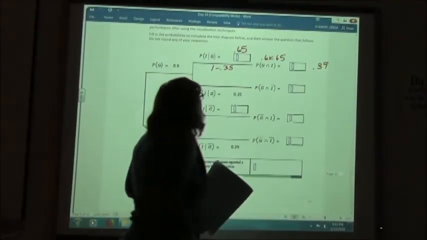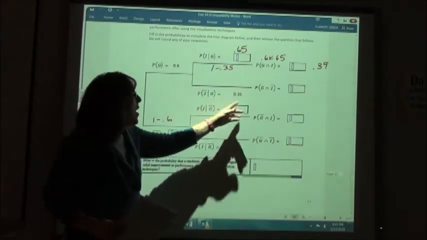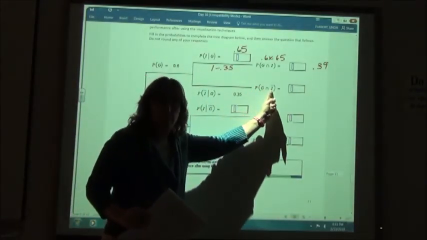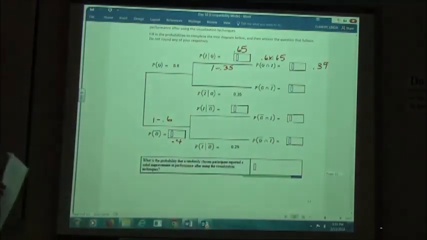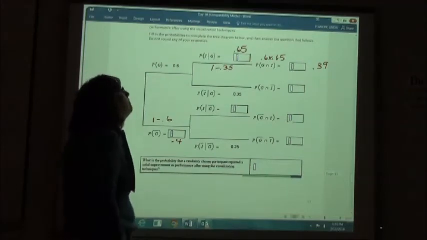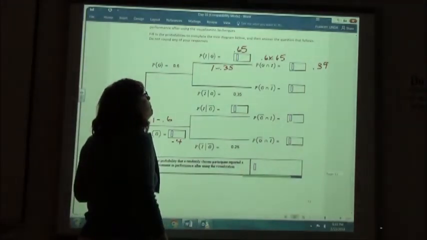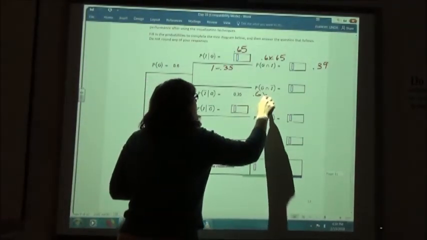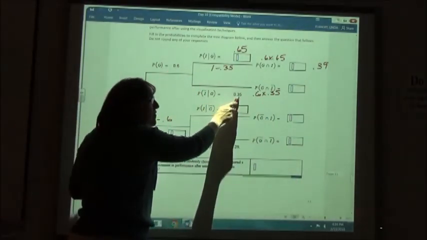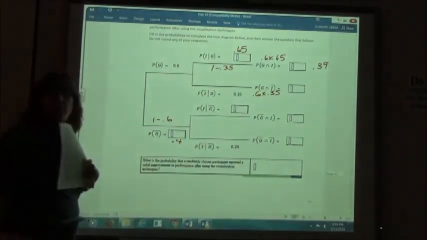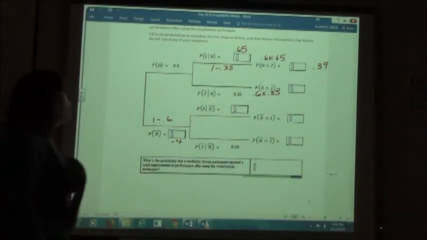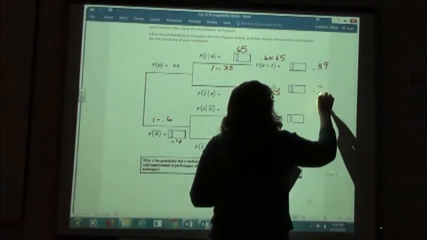0.39. The next line here, I want my percent who were golfers but did not improve. So what times what am I going to do? 0.6 times 0.35. Exactly. 0.6 were golfers, 0.35 did not improve. So if I multiply those together, I get 0.21.